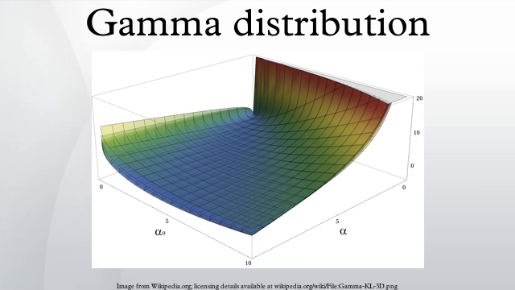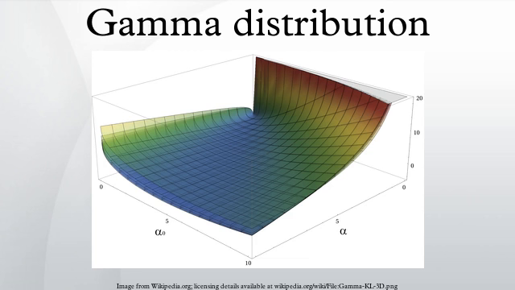In probability theory and statistics, the gamma distribution is a two-parameter family of continuous probability distributions. The common exponential distribution and chi-squared distribution are special cases of the gamma distribution. There are three different parametrizations in common use, with a shape parameter k and a scale parameter θ.